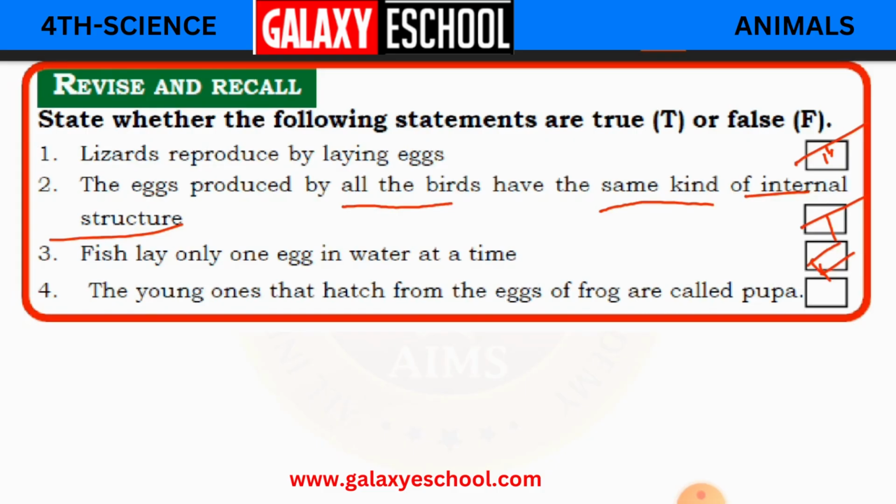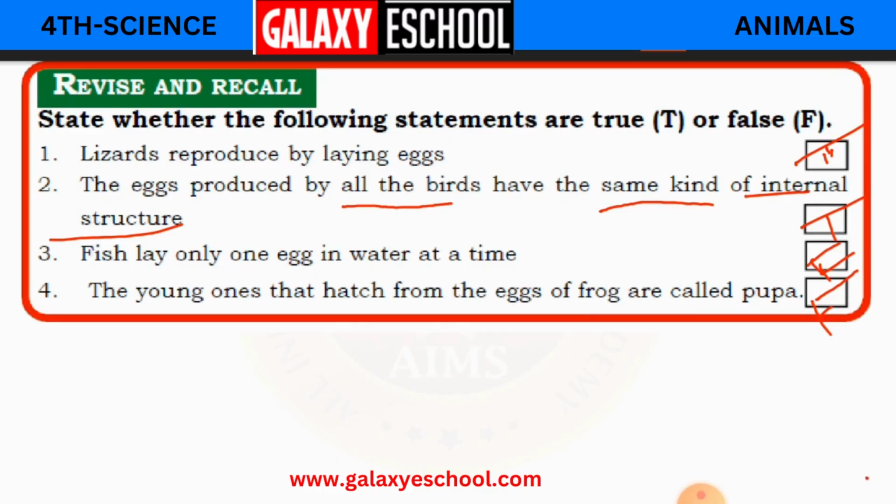The young ones that hatch from the eggs of frog are called pupa. The 4th statement, children. What are they called? The young ones which are hatched of the frog, what are they called? They are called tadpoles. Pupa is the wrong statement. Pupa is of butterflies. So this is also a false statement. Clear, children? I hope you have understood about these birds, insects and all.